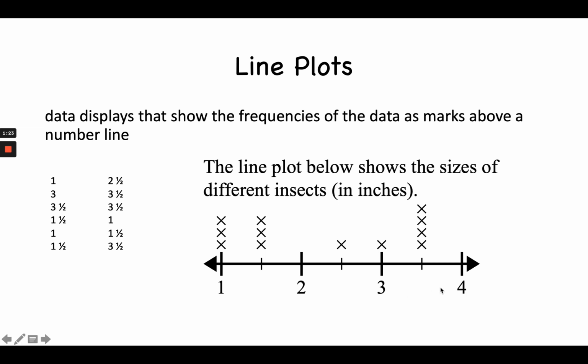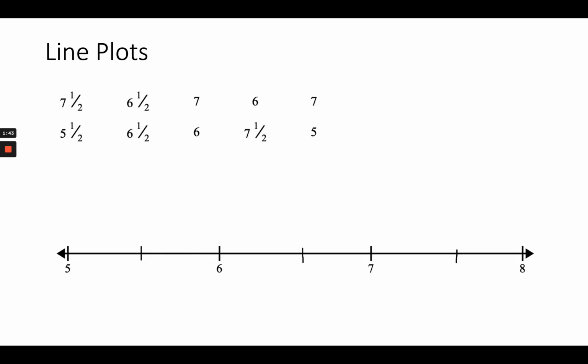If I look all the way down toward the end of my number line at 3 1/2, I see the most common measurement that we found, which was 3 1/2, because there are 4 X's above 3 1/2, which means there are 4 insects that measured 3 1/2.